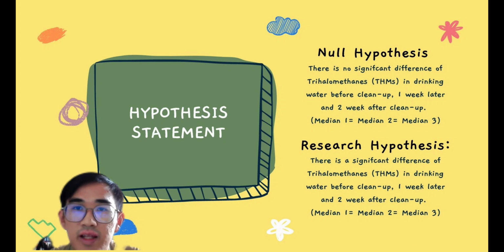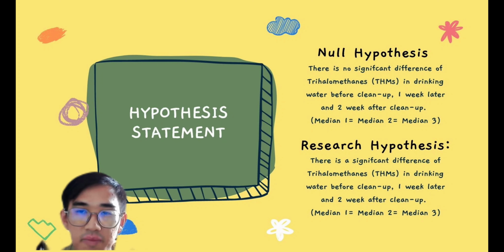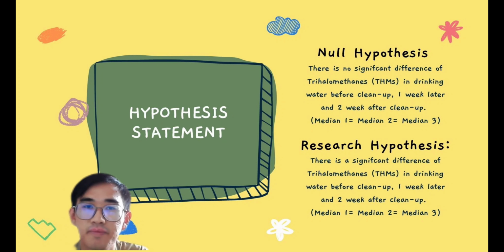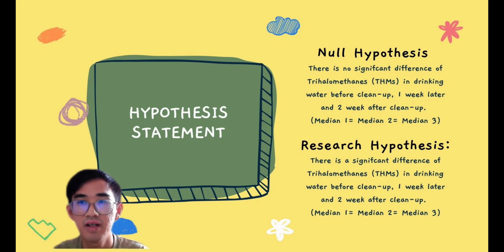Firstly, we have to state the null hypothesis, that is, there is no significant difference of trihalomethanes in drinking water before clean out, 1 week later, and 2 weeks after clean out. And because the Friedman test is about the median of the data, we have to state that the median among the 3 time periods is the same. On the other hand, the research hypothesis would be that there is a significant difference in trihalomethanes in drinking water during these periods. Next, we have to state the level of significance as alpha equals 0.05.